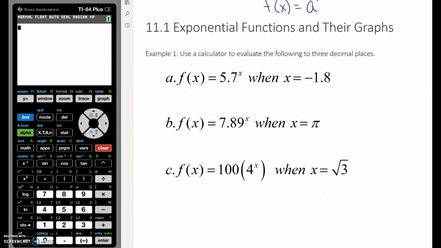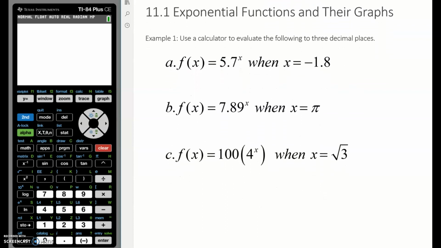In example 1, use a calculator to evaluate the following to 3 decimal places. This is just making sure you know how to use your calculator to plug in the exponents. So 5.7 to the x when x is negative 1.8.